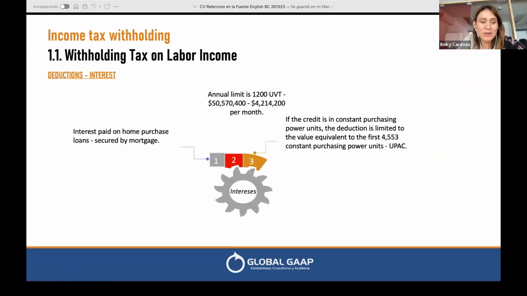This is related to the interest paid on home purchases. This interest is very important for young workers, because maybe young workers don't have dependents, or they are not very interested in paying for their pension, but they are thinking of buying their new house. So the interest helps you to reduce your withholding tax, and you can take up to 50 million annually, 4 million on a monthly basis. So this is a very special contribution for young people that you can really take into account.